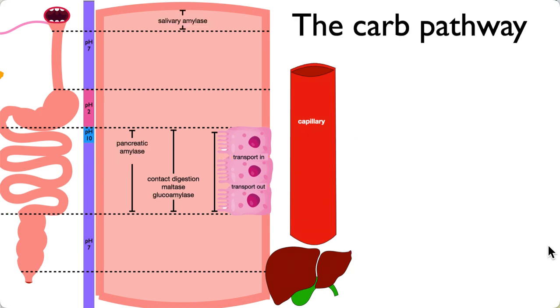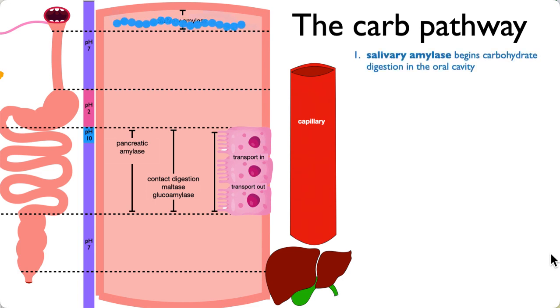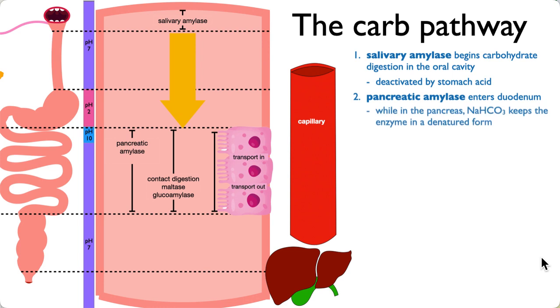Carbohydrates are slightly different because we have salivary amylase in the oral cavity. So carbohydrate digestion begins right away. Not for very long because we're not chewing for that long, but it starts. Now, whatever is broken down by salivary amylase gets swallowed, and as it moves into the stomach, the amylase is deactivated by the stomach acid. So digestion stops until the chyme moves into the small intestine.